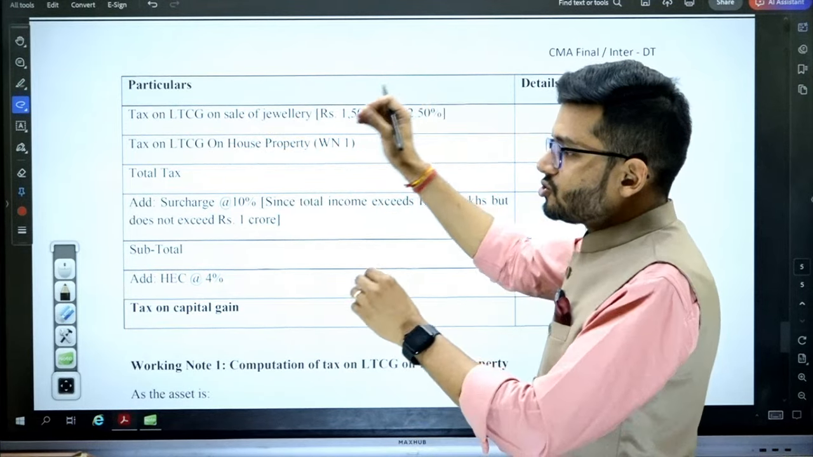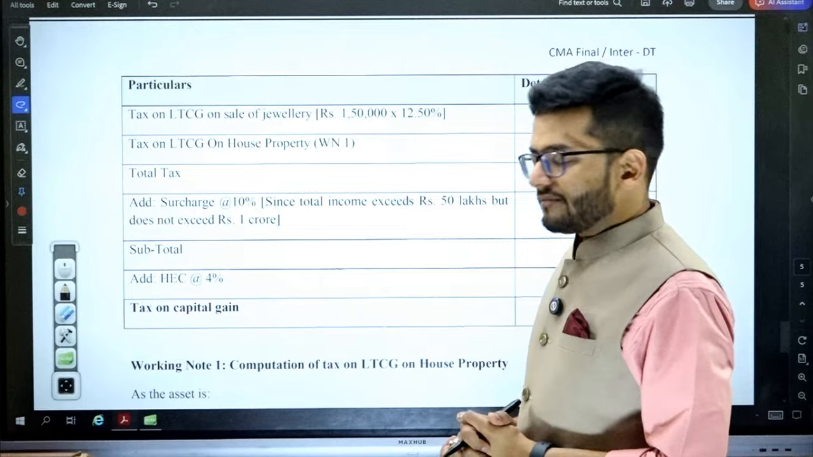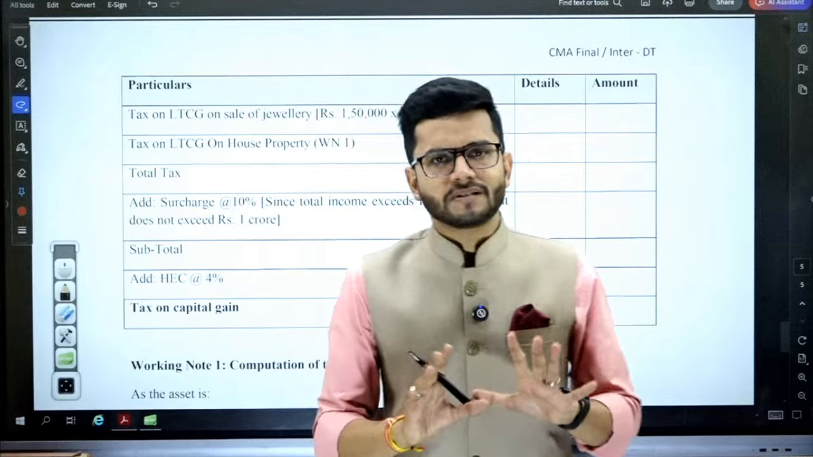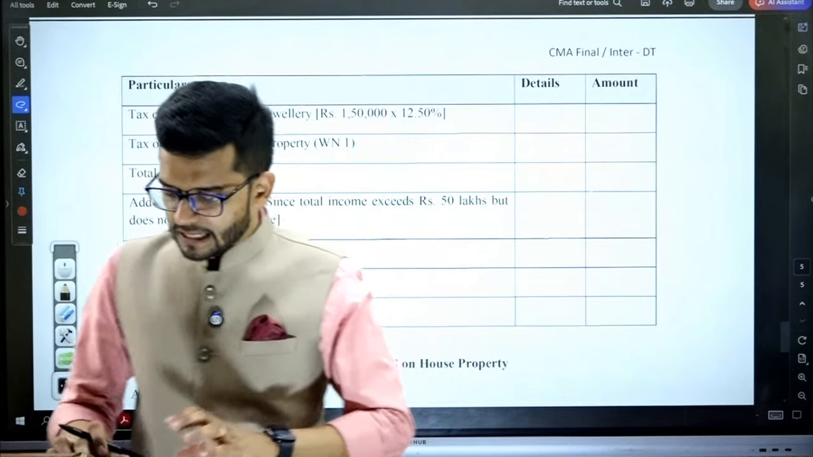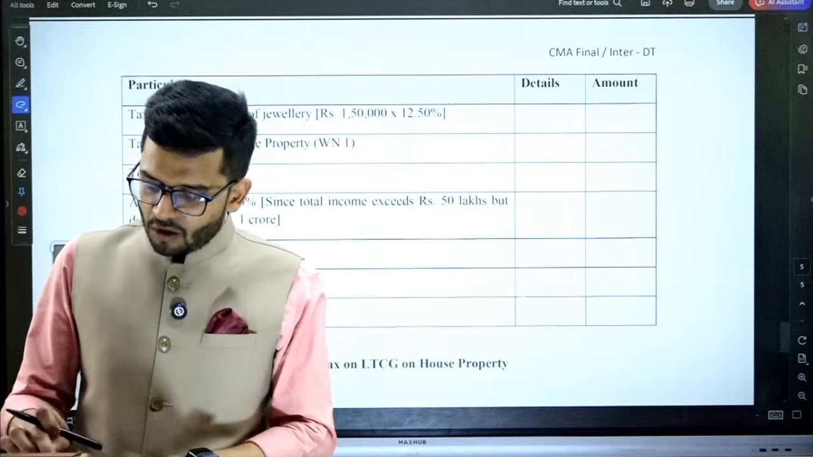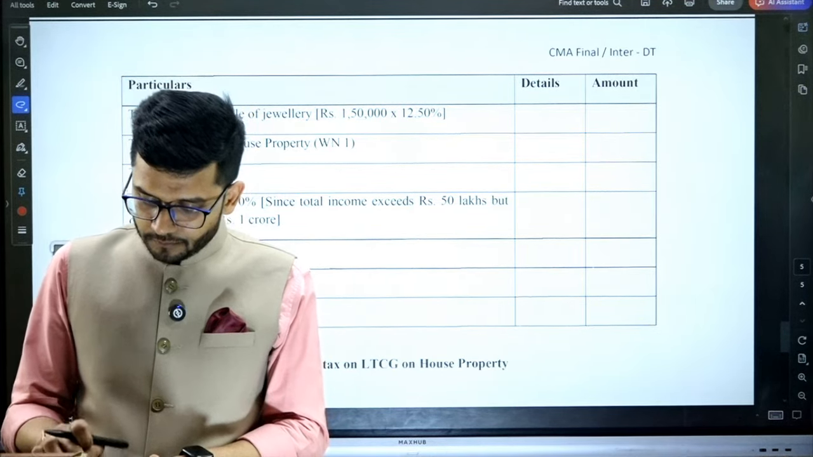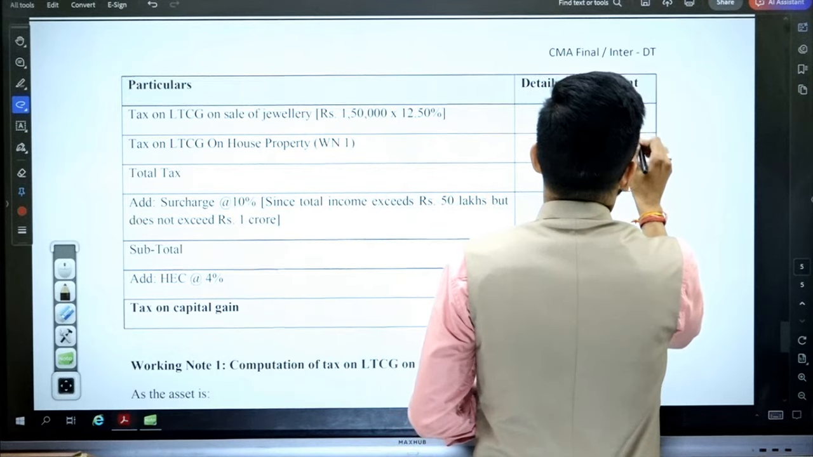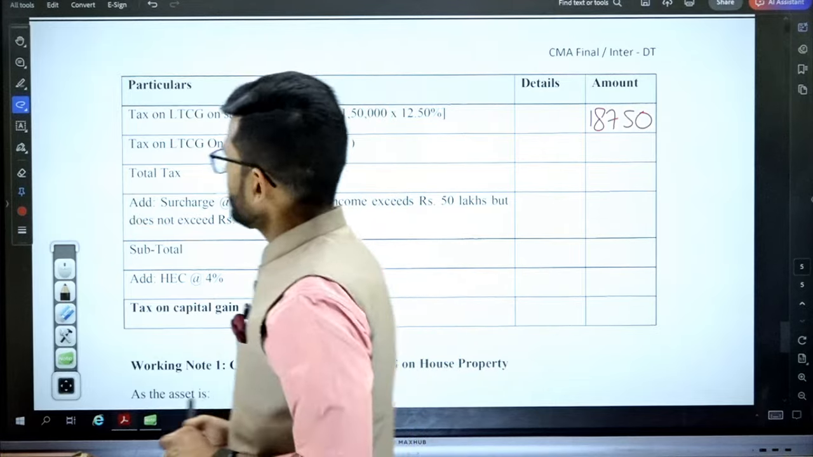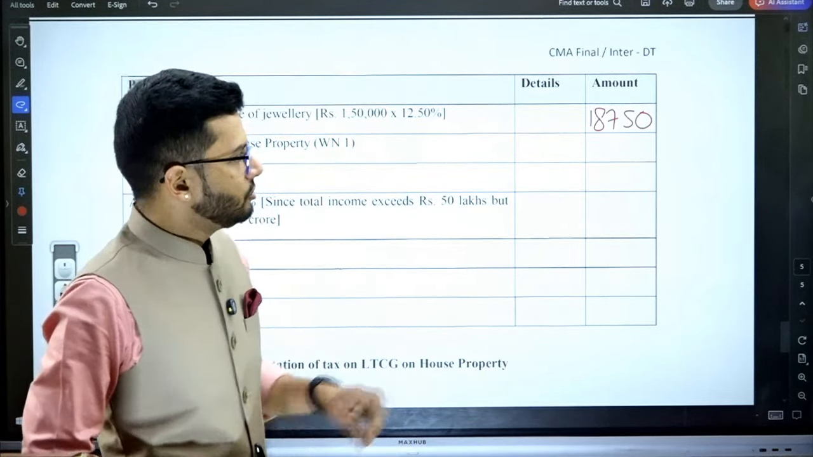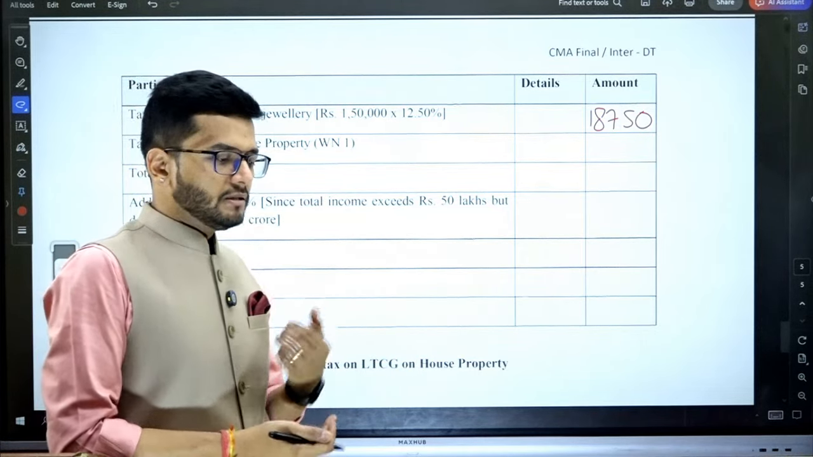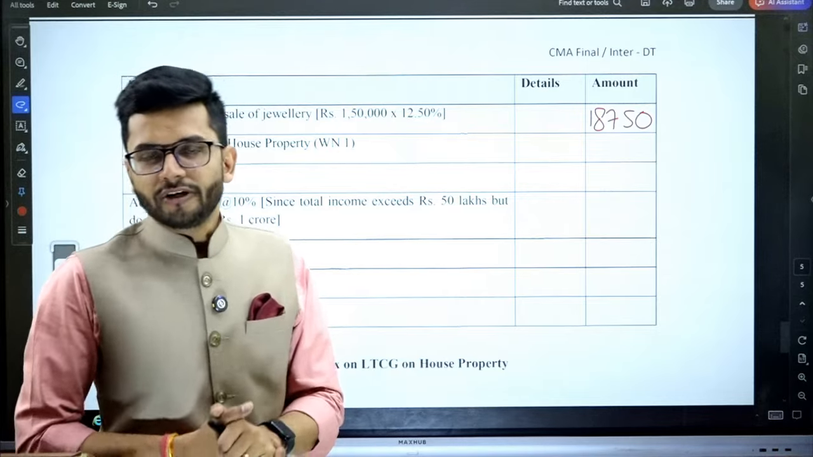So very simple, the jewelry will be classified as long-term capital gain, and the tax which will be applicable will be 12.5%. Straightforward computation is there. So 1,50,000 is the long-term capital gain on jewelry. At 12.5%, the tax comes out to be 18,750. 18,750 is the tax which will be paid by the taxpayer on the jewelry.